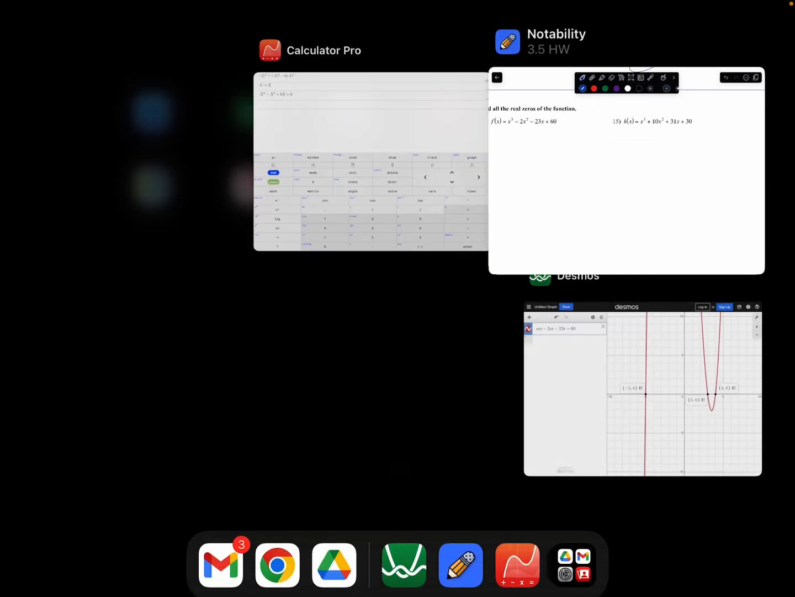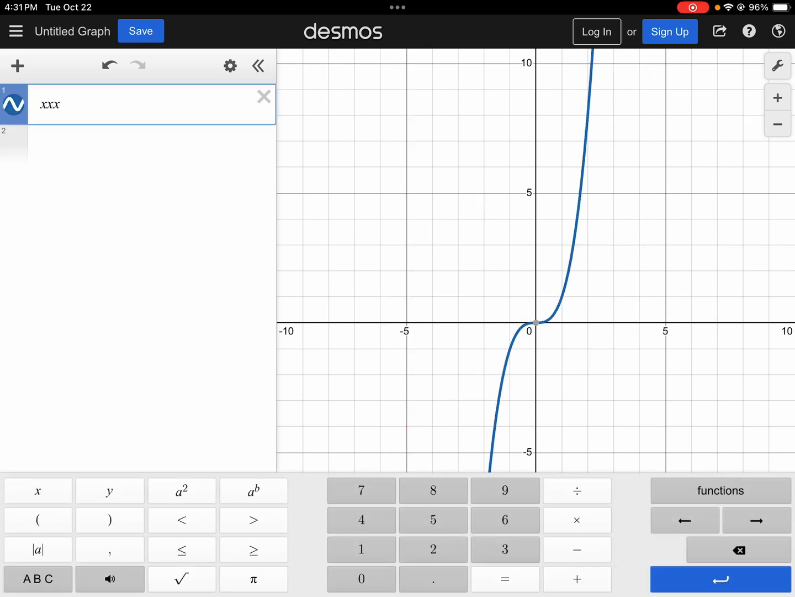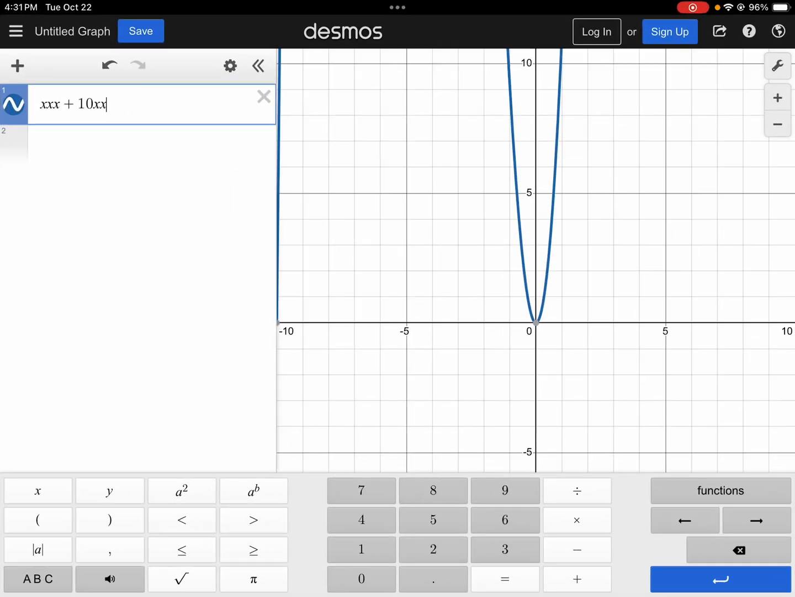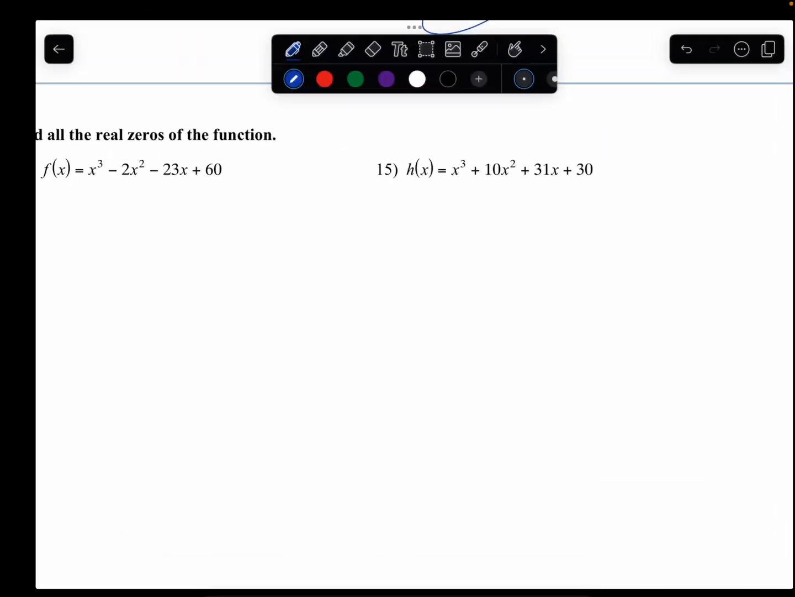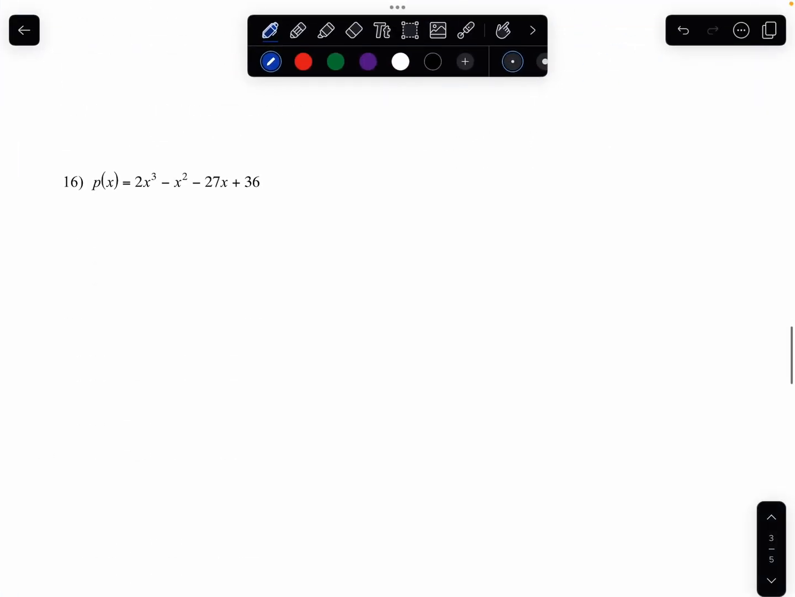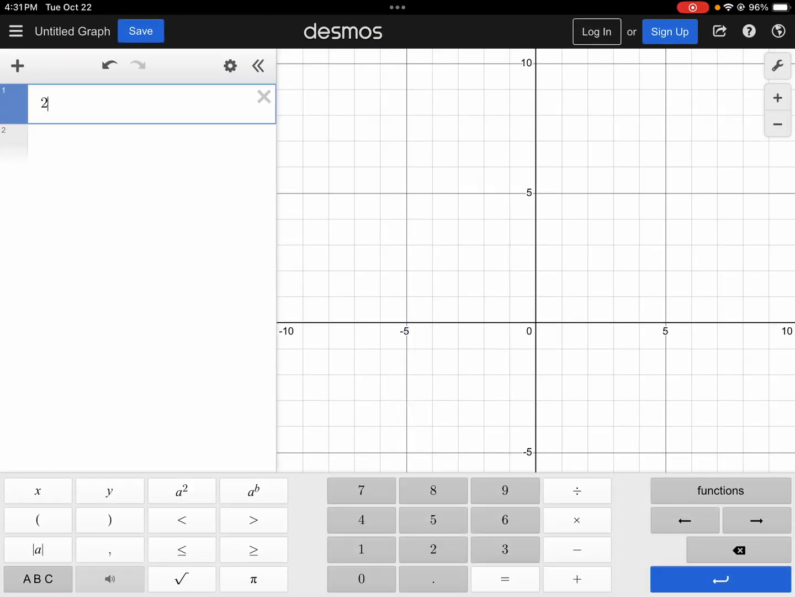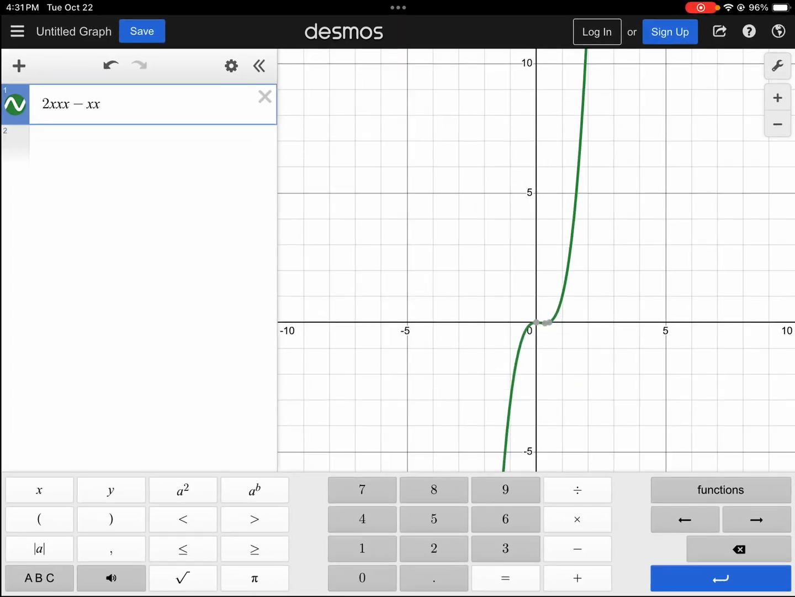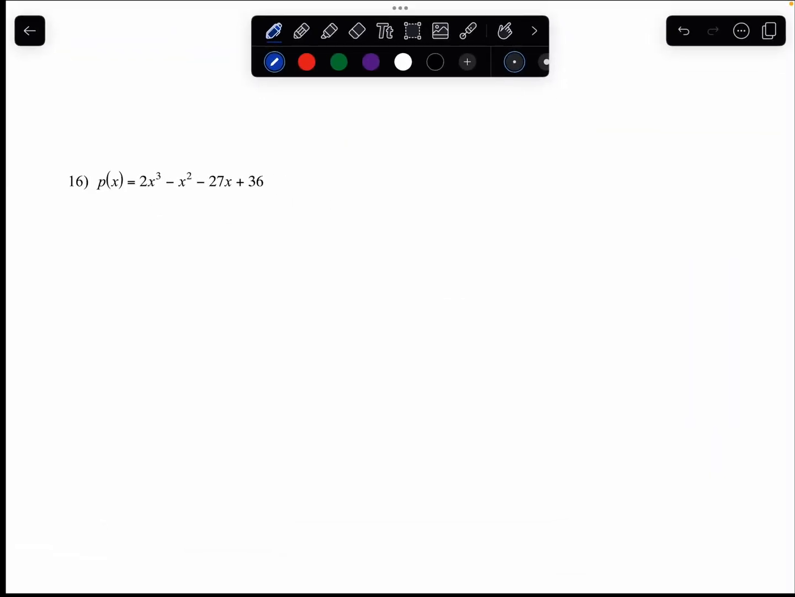Let's try 15. So we have, was that x to the fourth? Nope, still x to the third plus 10x squared plus 31x. I think it was plus 30. Okay, nothing out of the ordinary there, so you can do that one just fine. Try 16, so we have 2x to the third minus x squared minus 27x plus 36.